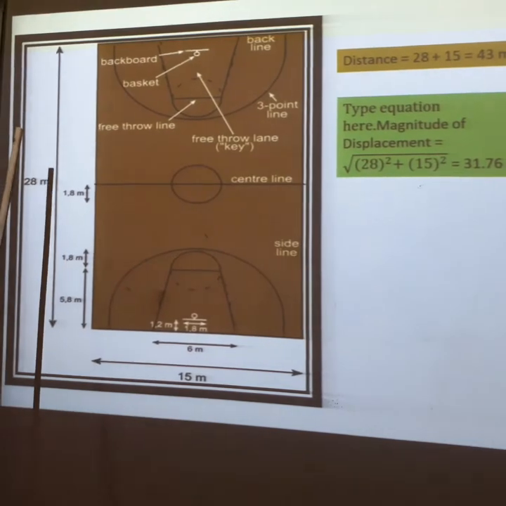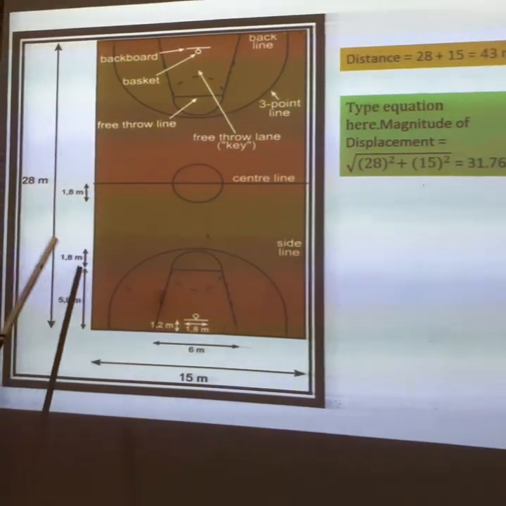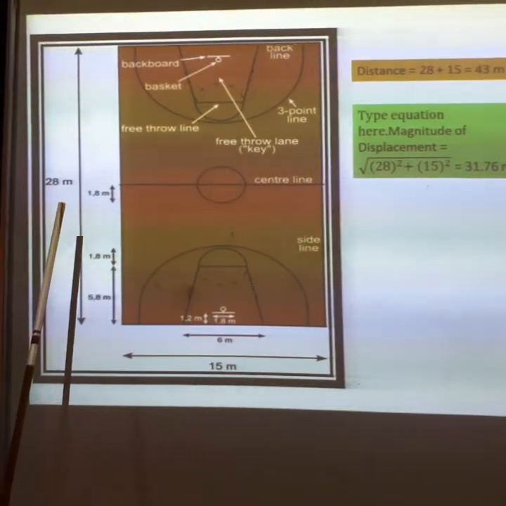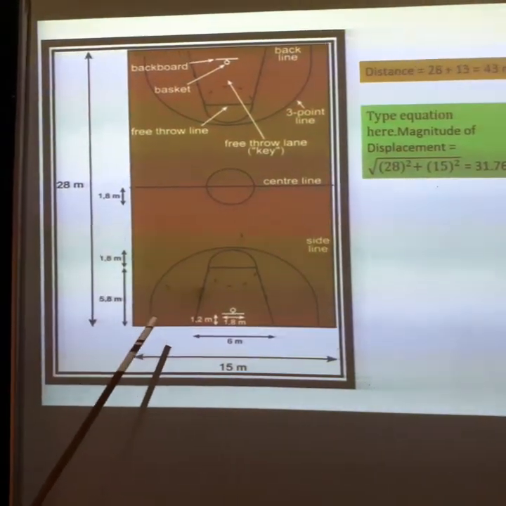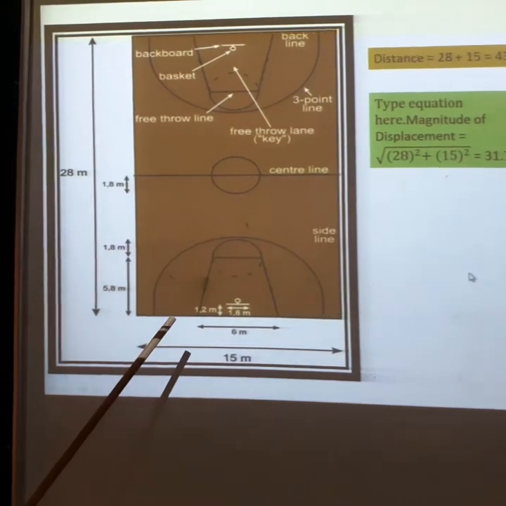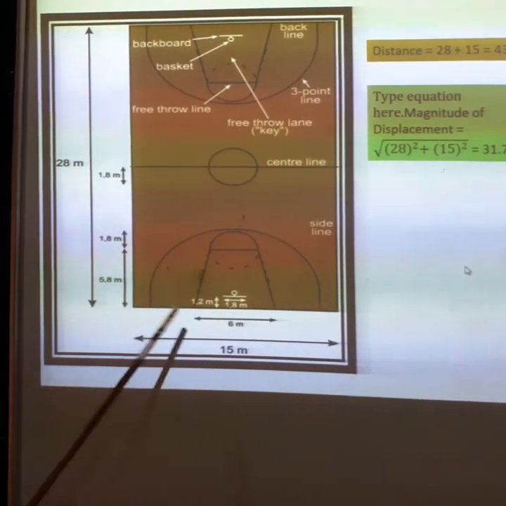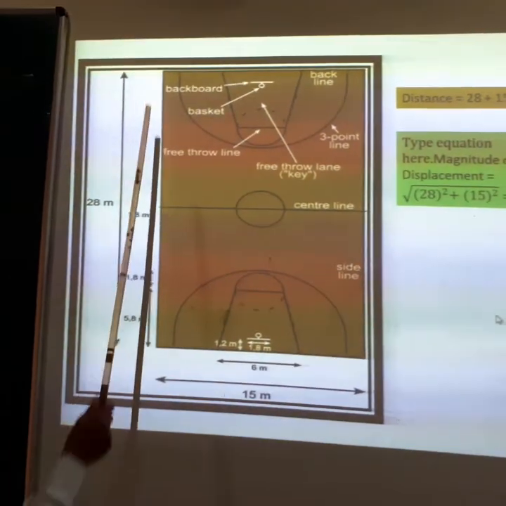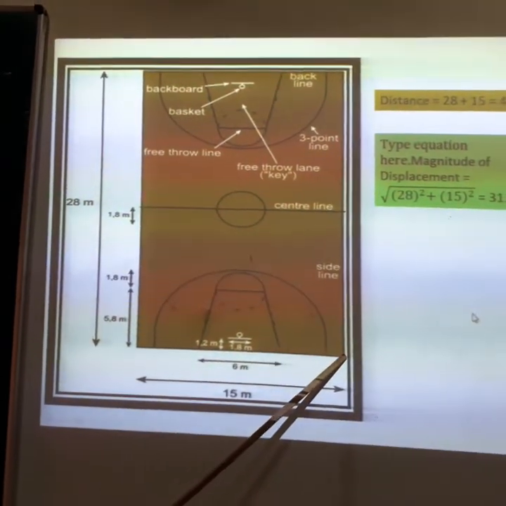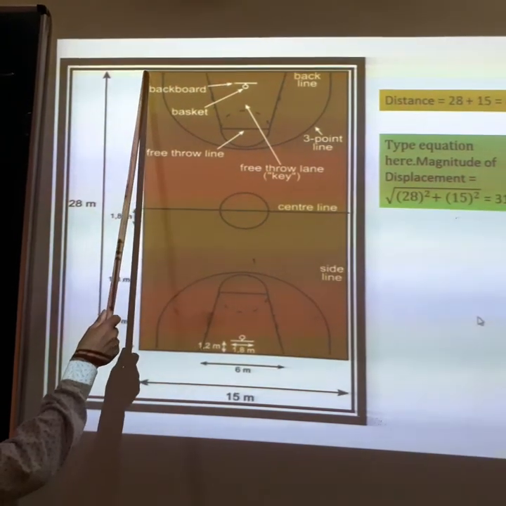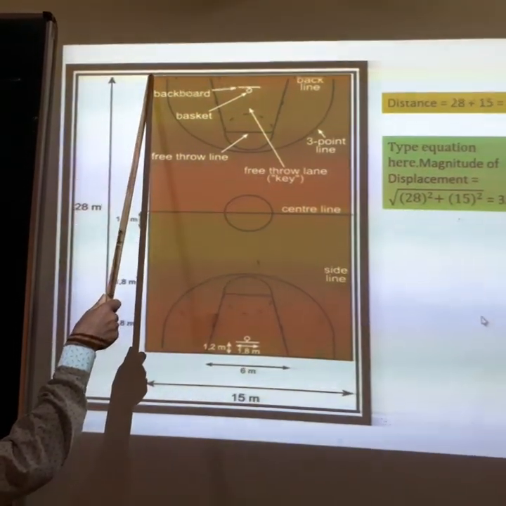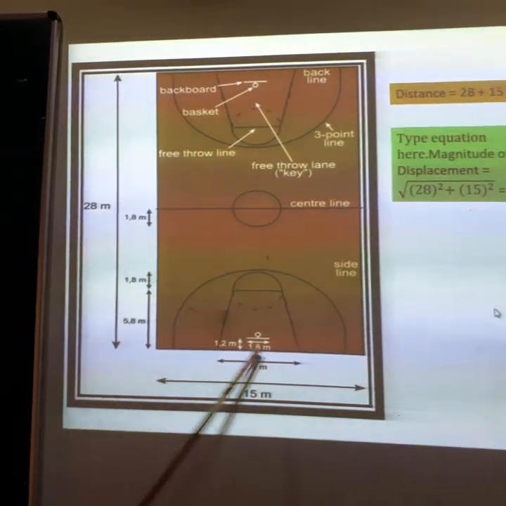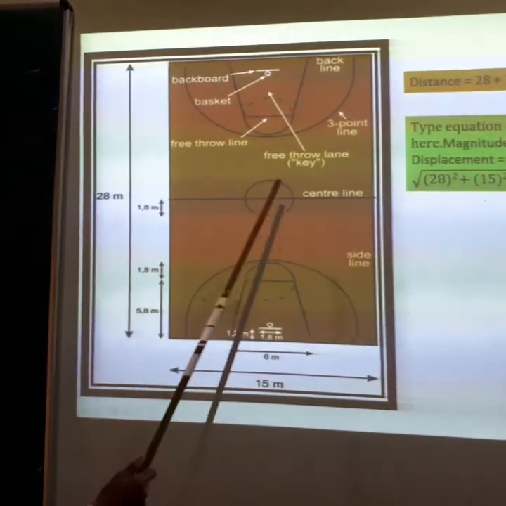Look here, according to the definition of displacement, what is the definition of displacement? The shortest distance between the initial position and the final position. So here the initial position is this corner and the final position is this opposite corner. The shortest distance between these two opposite corners is this one, that is the diagonal of this rectangular basketball court.